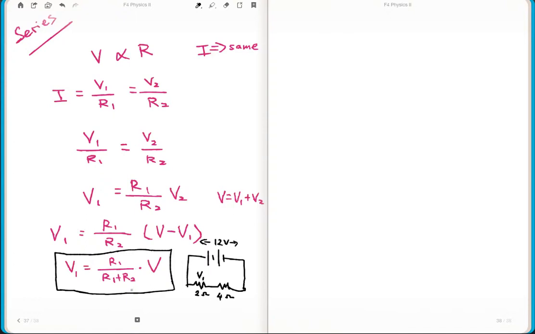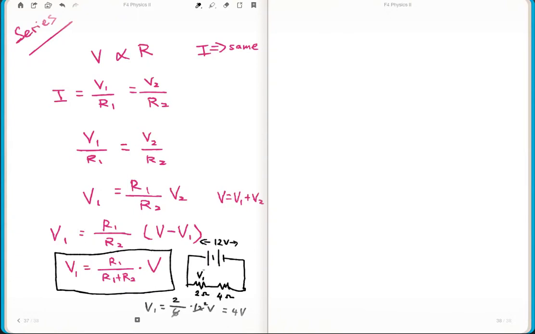But now, to give you another perspective, another way to look at it is how many percent, how many part of the total. Therefore, your V1 is only 2 ohm out of the total 6 ohm times the terminal voltage 12 volt, and this is where you get your 4 volt.